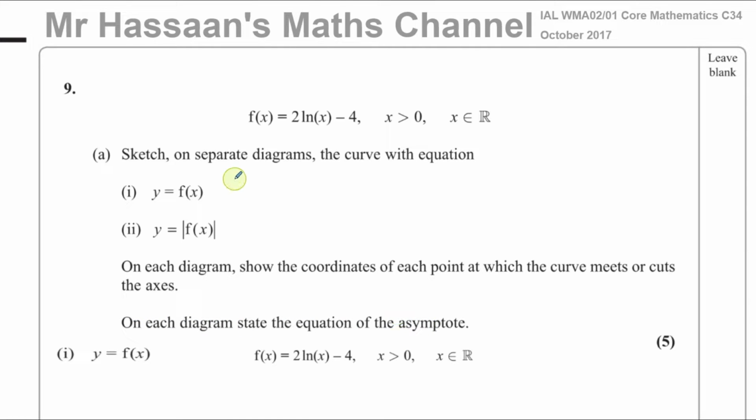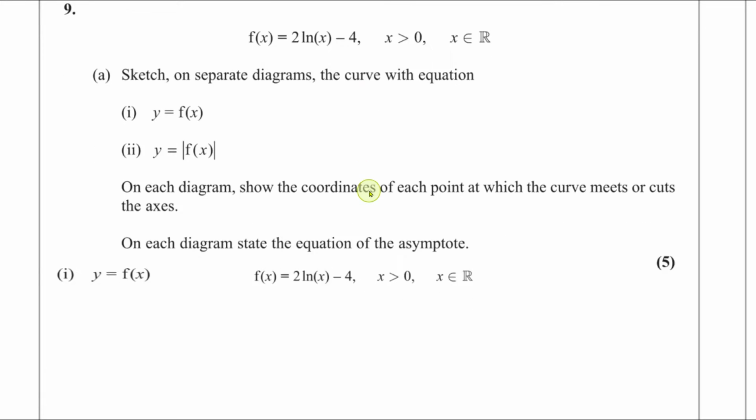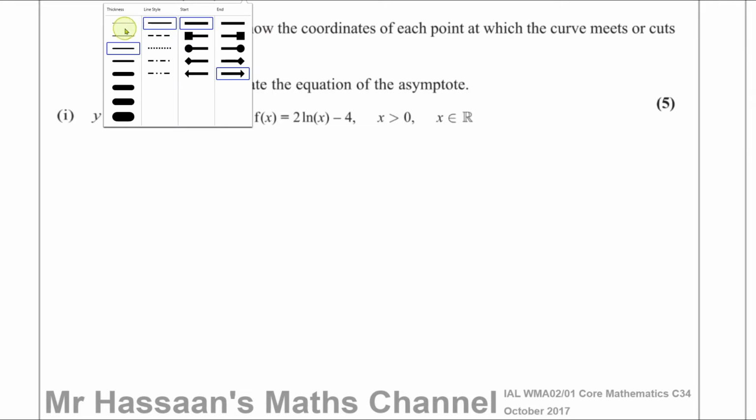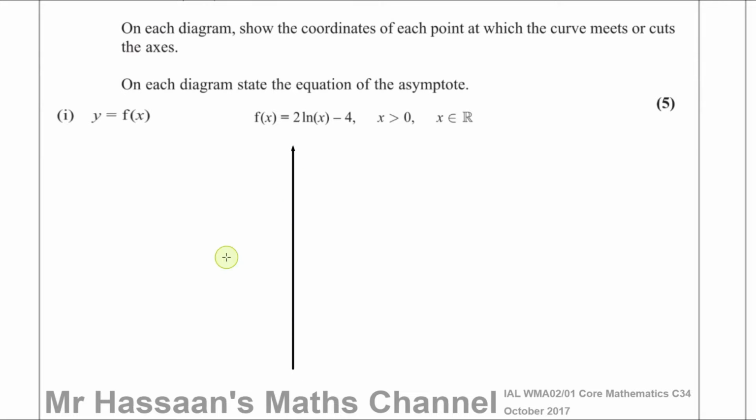Okay, so for part 1, it's just the basic curve y equals f of x. We have here a ln function, and it's been transformed slightly. So what we'll do is draw a pair of axes. You have your y-axis and you have your x-axis.